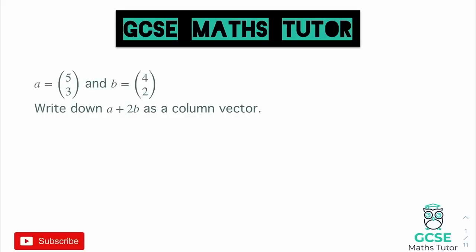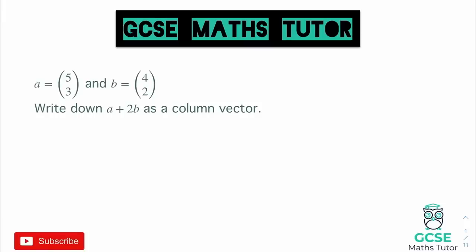We've got the vector A, which is 5 over 3, and the vector B, which is 4 over 2. And it wants us to write down A plus 2B as a column vector. Now the process to actually go about doing this is quite nice and simple, but it's important to understand why we go about the process we do and how it works.